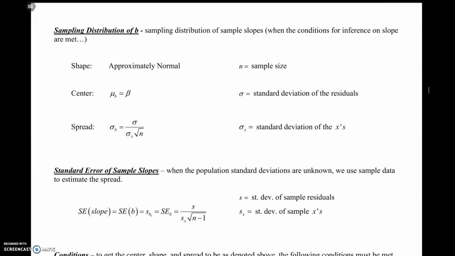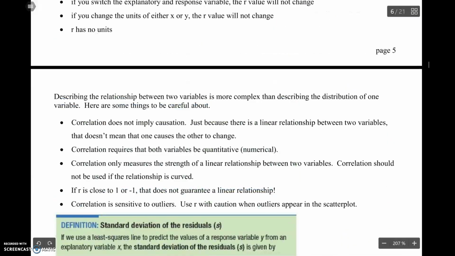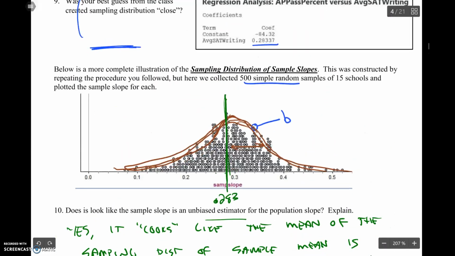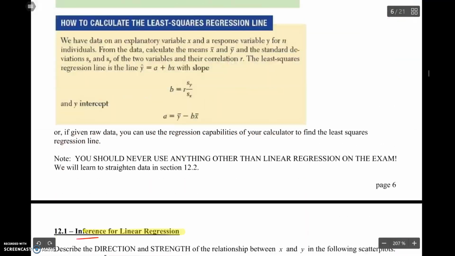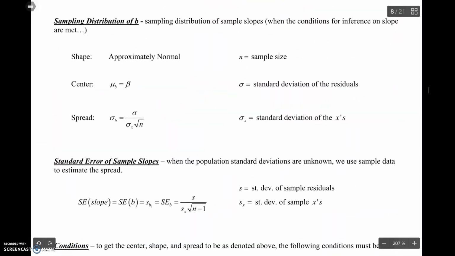The sampling distribution of b. We saw this in a previous slide. We did this partial sampling distribution of 500 samples from the California schools model, and we can see what the sampling distribution looks like. So we're going to learn the conditions for our inference procedure. We're going a little bit backwards here, but when the conditions are satisfied, this describes the shape of our sampling distribution of sample slopes. The shape's going to be approximately normal.